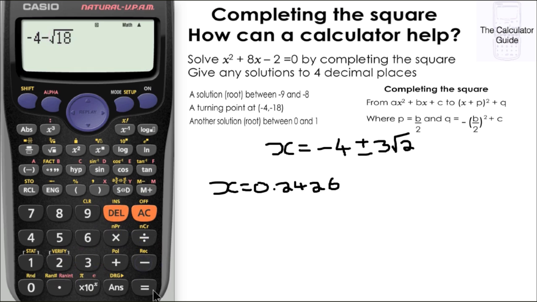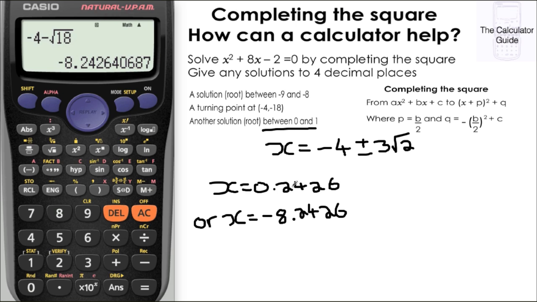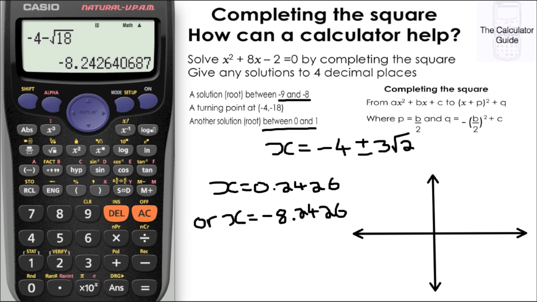Okay, I'm just going to alter this now so that I've got minus 4 minus root 18. We have to deal with them separately. And here we have our decimal equivalent, minus 8.2426 to 4 decimal places. Now if I have a look back at what information the calculator gave me earlier on, it told me that there was going to be a solution or a root between 0 and 1, and one of our x values is between 0 and 1. And it also told us that there was going to be a root between minus 9 and minus 8, and the other x value reveals that that's true as well.